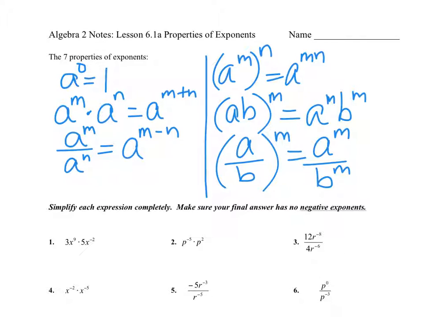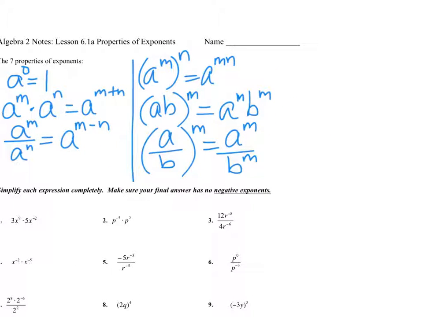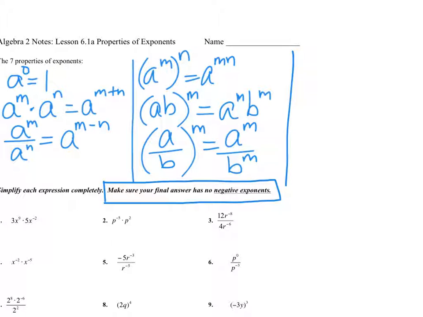Okay? All right, and then one more. Now in our answers, and we're going to read this in just a minute, it's going to say make sure your final answer has no negative exponents. So what happens when you get a negative exponent? How do you fix that problem?